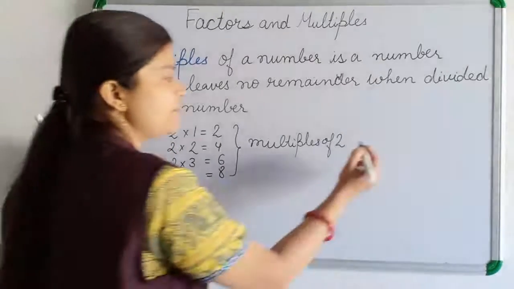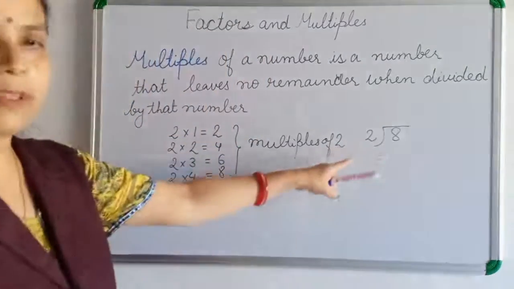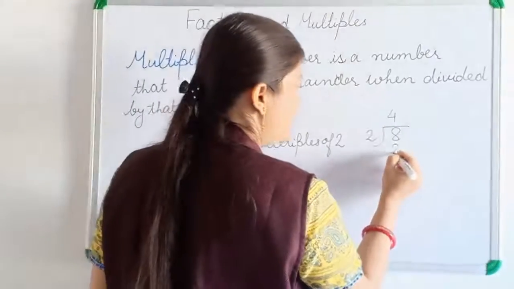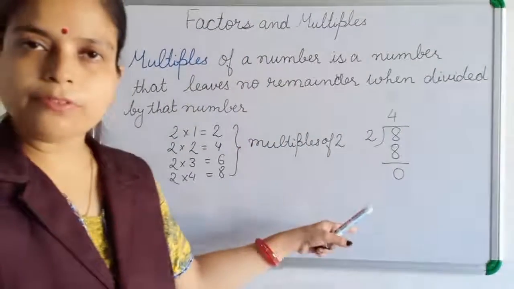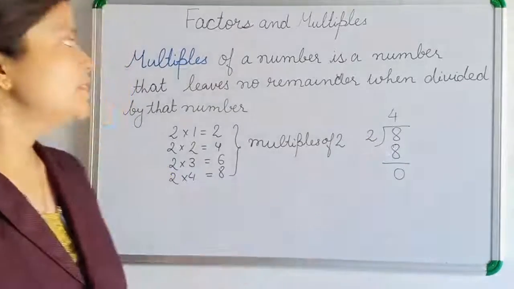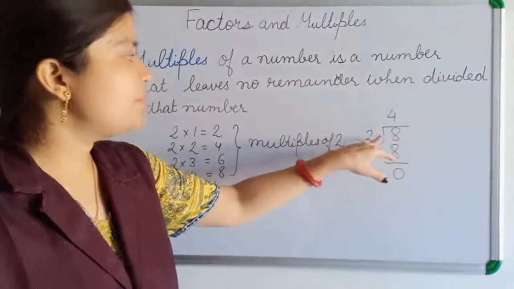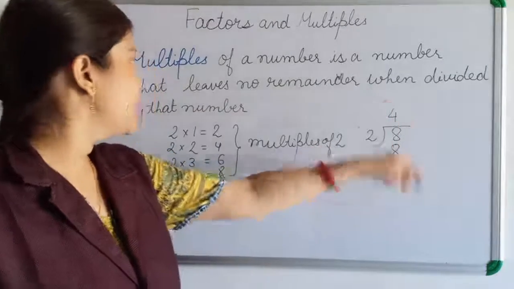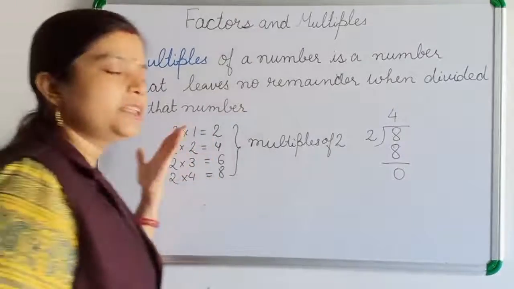You can see here, when we are dividing 8 by 2, because 8 is a multiple of 2, so I am dividing 8 by 2. You can see here 2 4s are 8, and then what is the remainder? 0 remainder. So it is true. So 8 is a multiple of 2. From the definition it is clear that a multiple of a number is a number that leaves no remainder when divided by that number. So 2, 4, 6, 8 are multiples of 2.